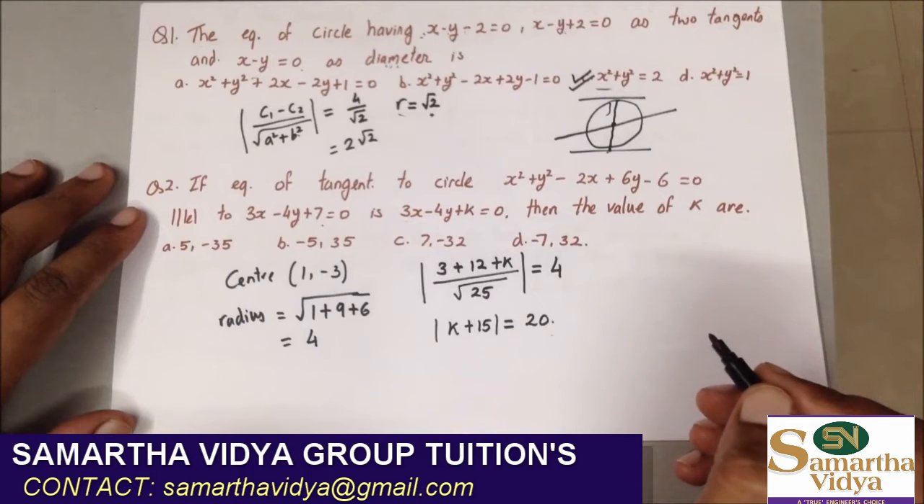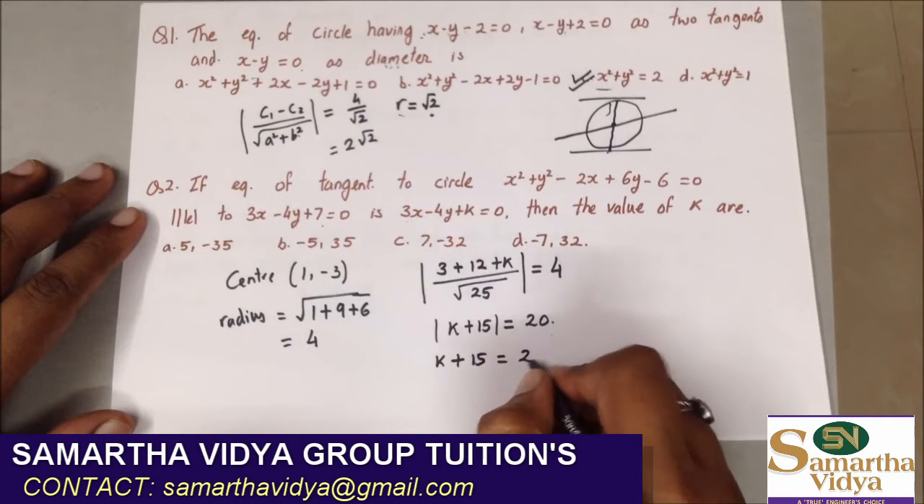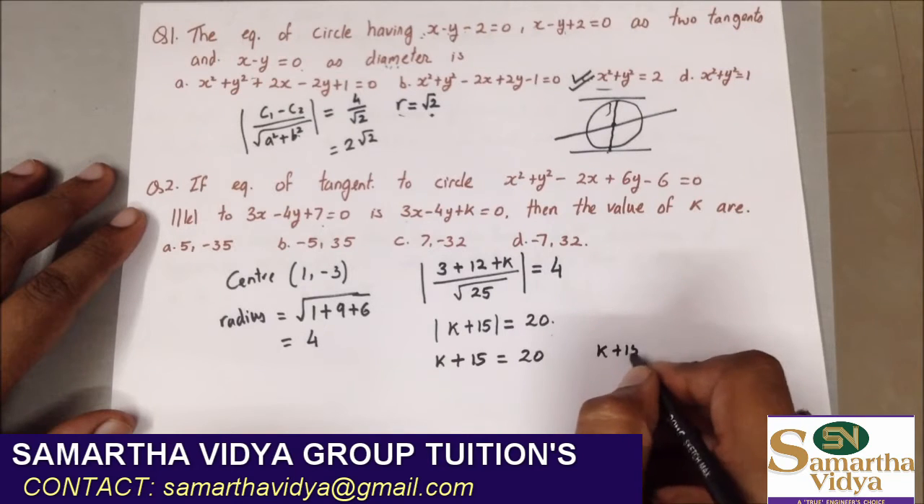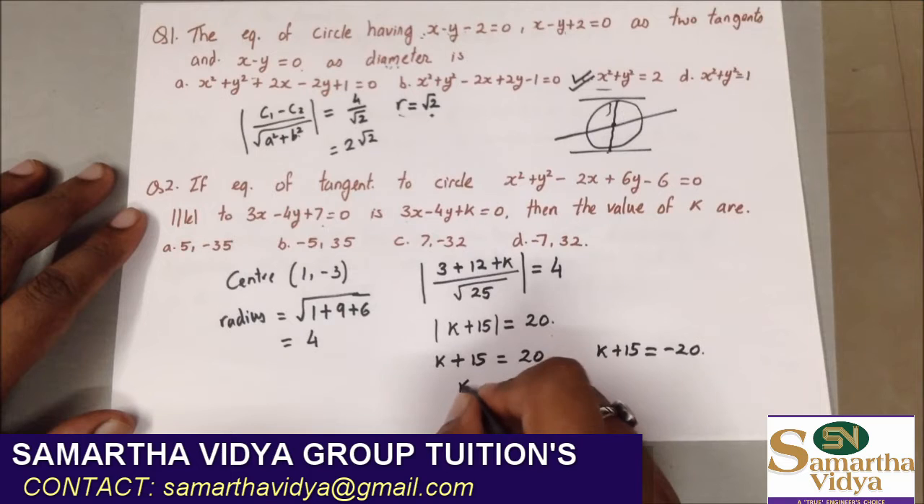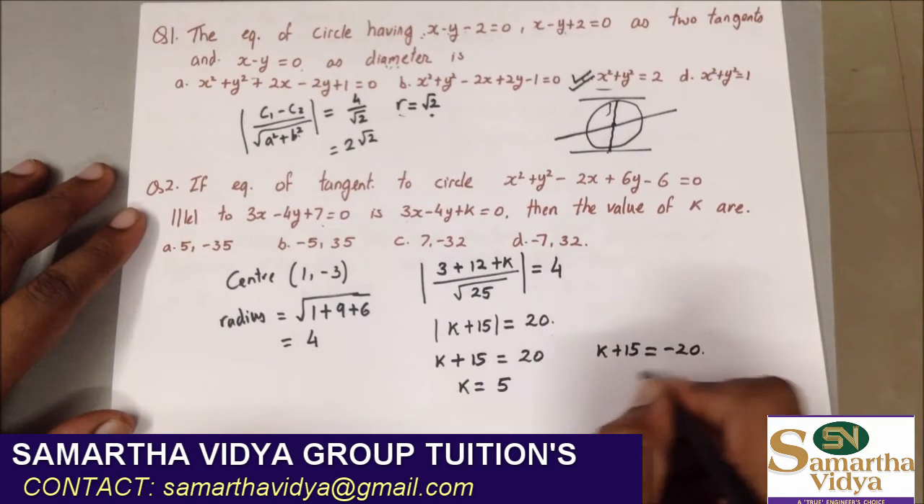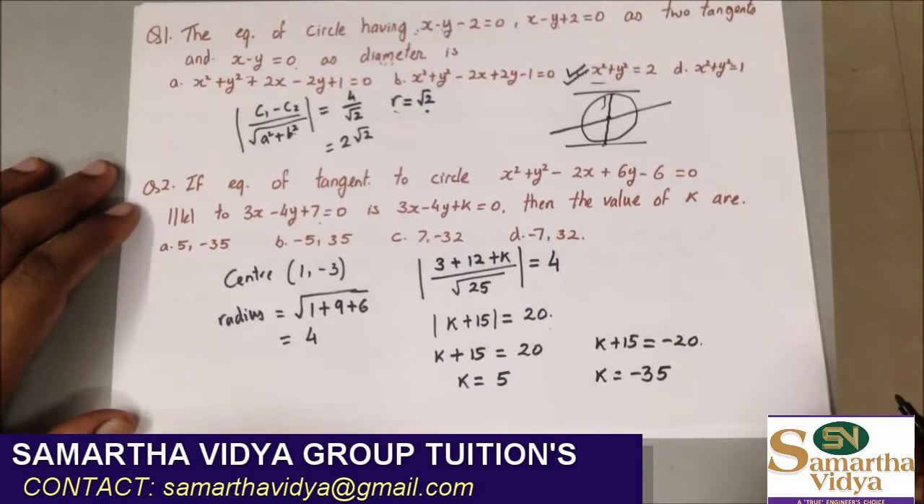Now how to solve the mod? Basically what you need to do is you need to take one value as positive and the next value as negative. So if I solve this, I'll be getting k as 5, and if I solve this, I'll be getting k as minus 35. So that's nothing but your option.